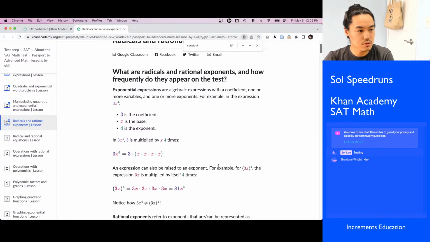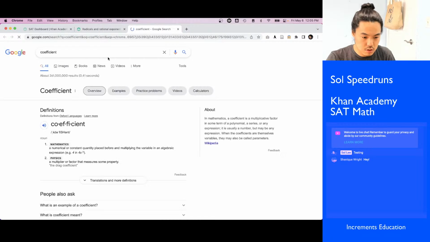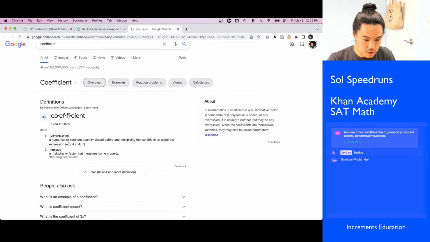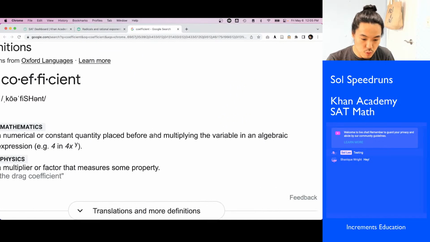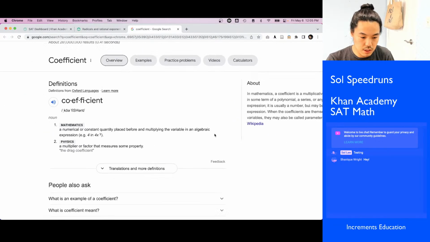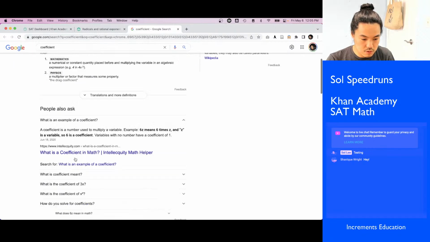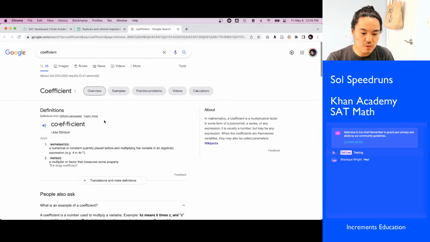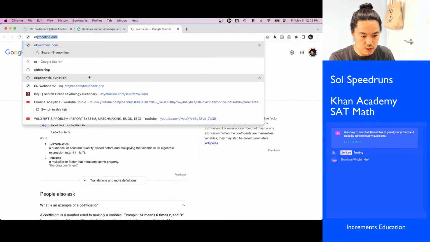I want to understand this actually. Coefficient. So, okay, a numerical or constant quantity placed before and multiplying the variable in an algebraic expression. Okay. So, right, a coefficient is like a multiplier for a variable. Okay, I wonder why it's called coefficient.